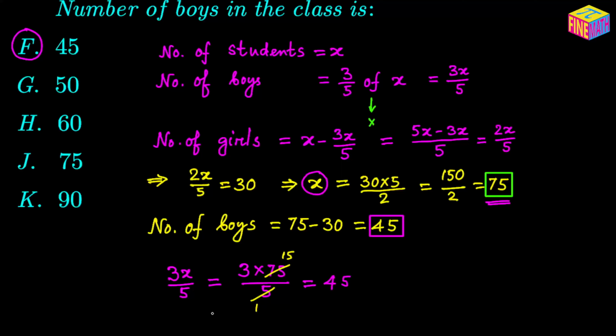So if you want to do it this way also, you can do that, but the fastest way would be, as soon as you know the total number of students, you subtract the number of girls, then you immediately get the number of boys. I hope everything made sense.